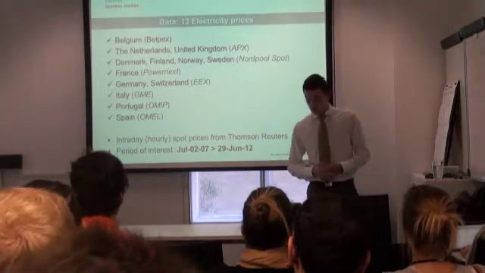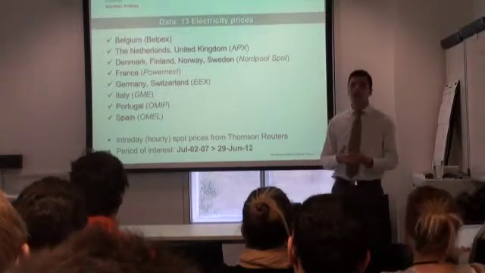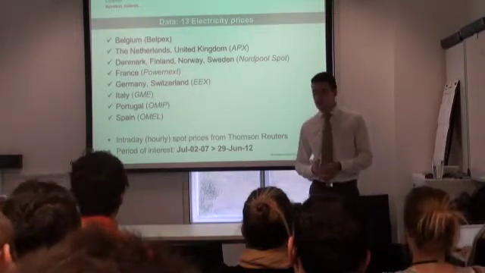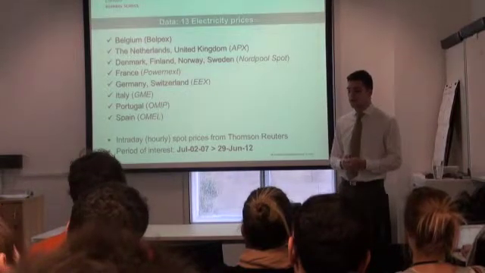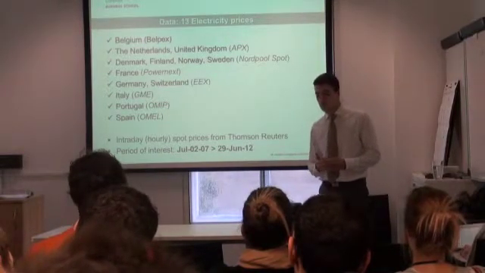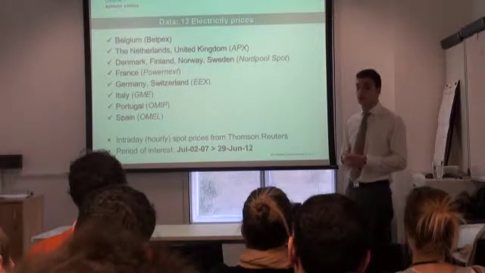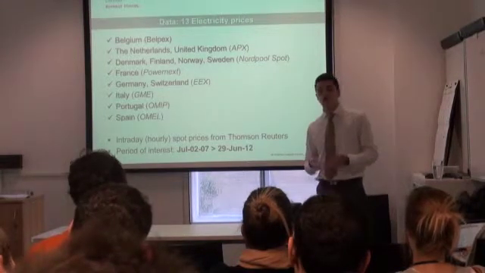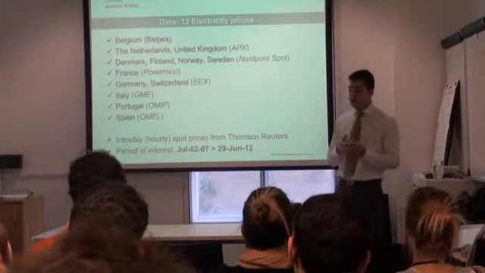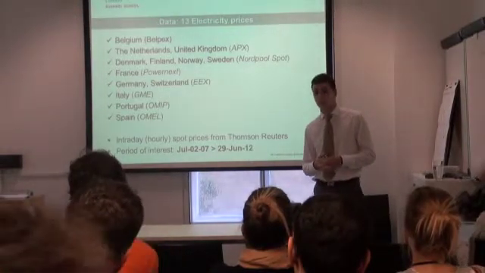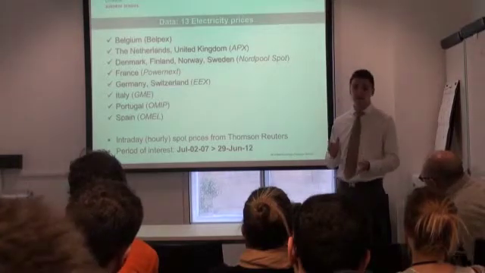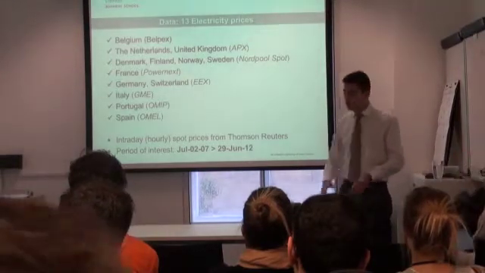In order to do so, we use 13 electricity spot prices relating to the countries of Belgium, the Netherlands, the UK, Denmark, Finland, Norway, and Sweden from Nord Pool, France, Germany, Switzerland, Italy, Portugal, and Spain. We use intraday or hourly spot prices from Thomson Reuters, and the period of interest is between 2007 and 2012.